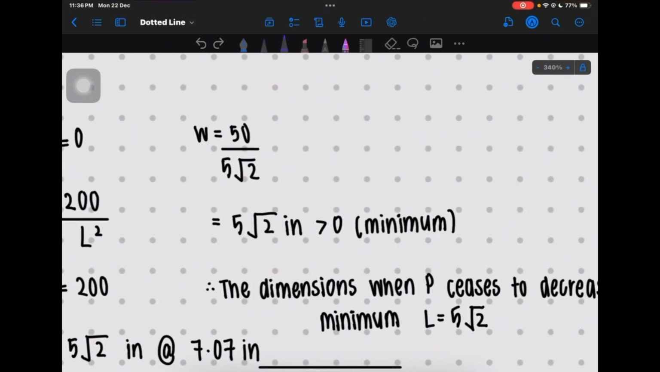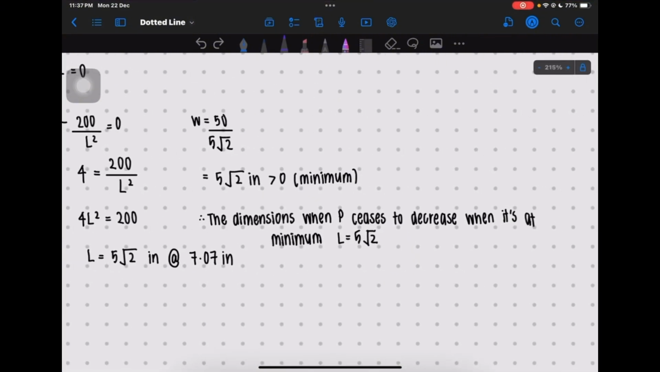So to test the length we obtain, we can insert it into the equation of W, and we get that 532 inch is more than 0, means it is the minimum. So the dimensions when P ceases to decrease is when it's at the minimum L, 532 inch.